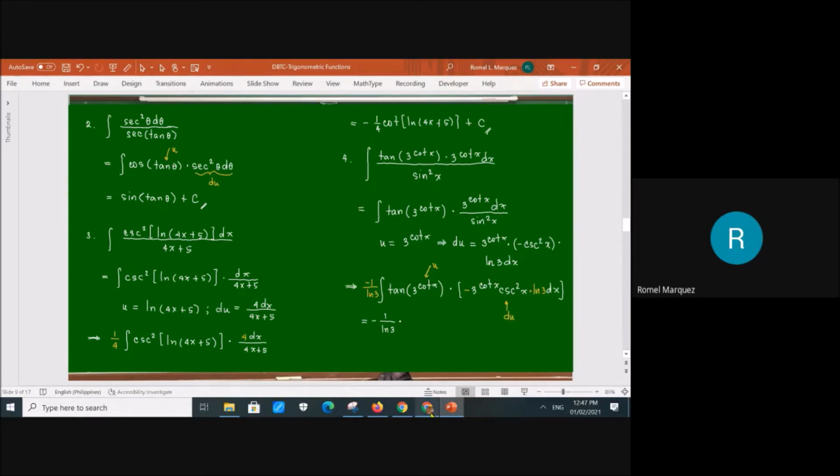What's the answer? ln of secant, no? Pag negative ang ginamit nyo, negative ln of cosine. So ln of secant of, what is my u? 3 to the cotangent of x, no? Then absolute value of that, plus c. Okay? That's it. Any question, children? Guys, pwede rin yung ln of, then over ln3, then negative.